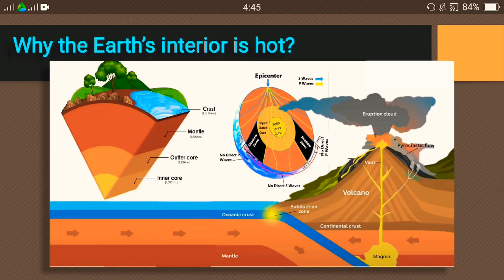Why is the Earth's interior hot? The interior of the Earth is very hot. The temperature of the core reaches more than 5,000 degrees Celsius for two main reasons: the heat from when the planet formed and the heat from the decay of radioactive elements.